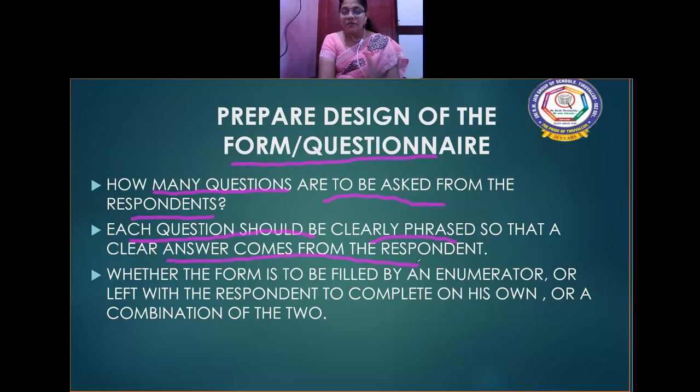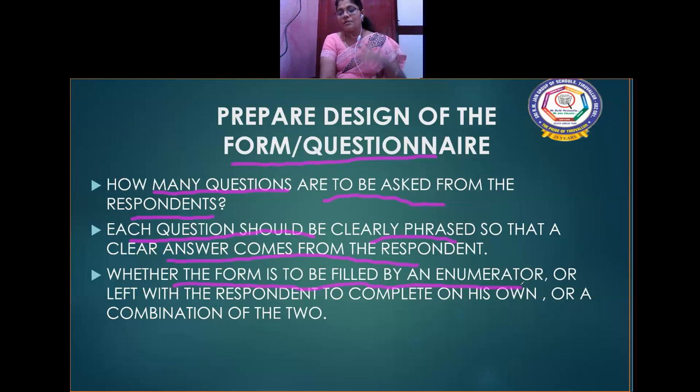So the questions should be phrased and planned in such a manner that only short answers are required. For example, the answers may be of yes or no type. All possible alternative answers may be given in the questionnaire itself, so that the respondent is only required to tick the relevant answer. The purpose is to make the respondent very comfortable and to consume as little time as possible. And the third one is whether the form is to be filled by an enumerator.